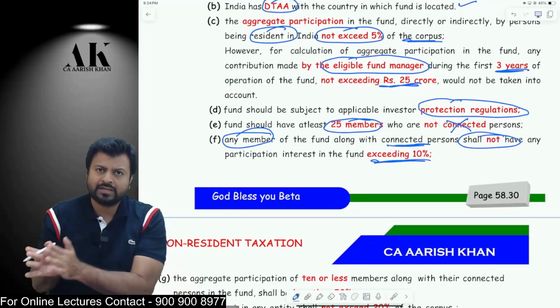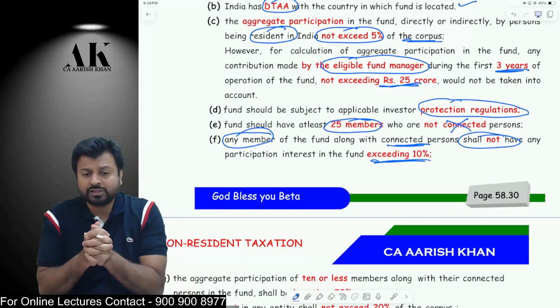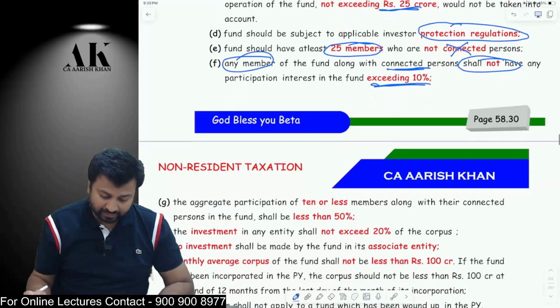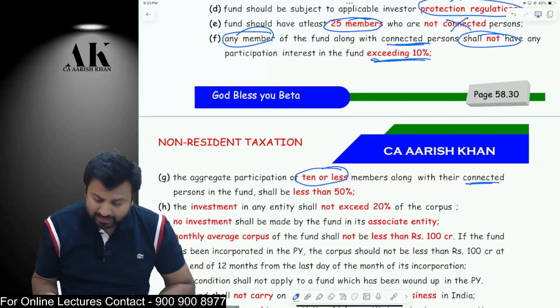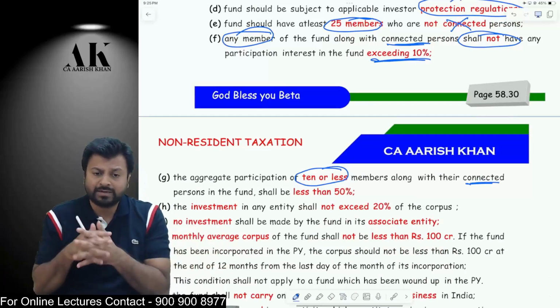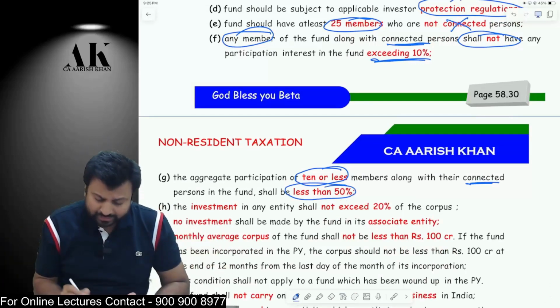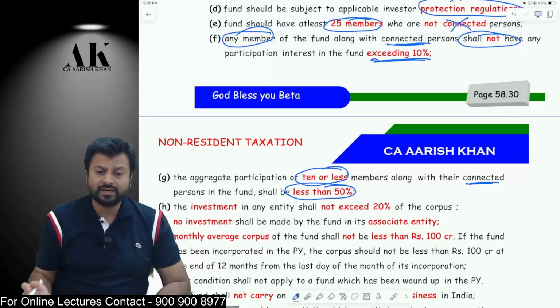Suppose if there is one person who is connected to another, then the 2 persons together should not hold more than 10% in the fund. Then 10 members or fewer along with the connected persons should not hold more than 50%. Okay. So these are the 3 conditions. You have to be careful.